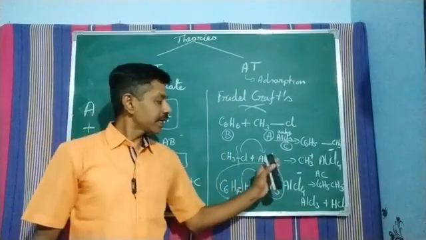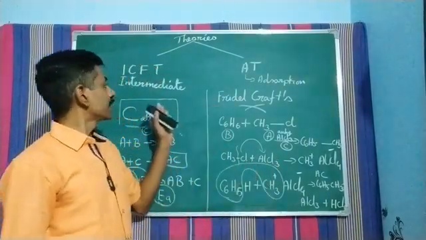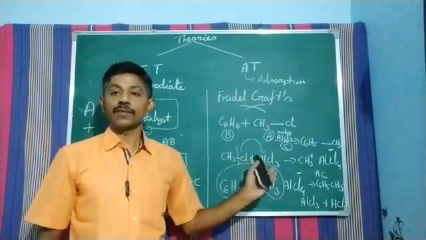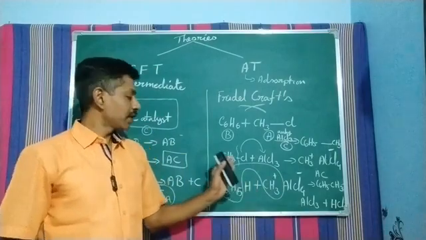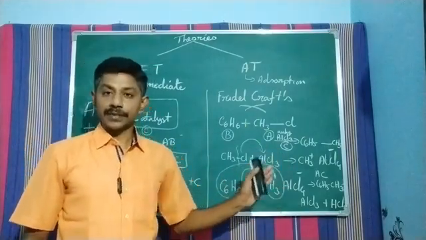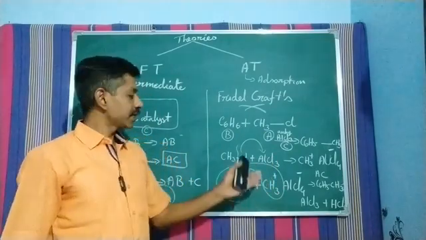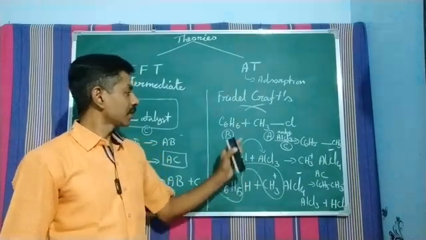So there we can understand the importance of a catalyst, and this is the first theory called the intermediate compound formation theory. In the intermediate compound formation theory, one of the reactants will react with the catalyst to form an intermediate. That intermediate will react with another reactant to form the product. This is the first theory.